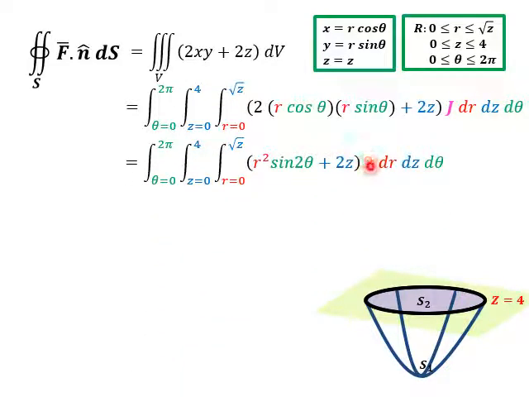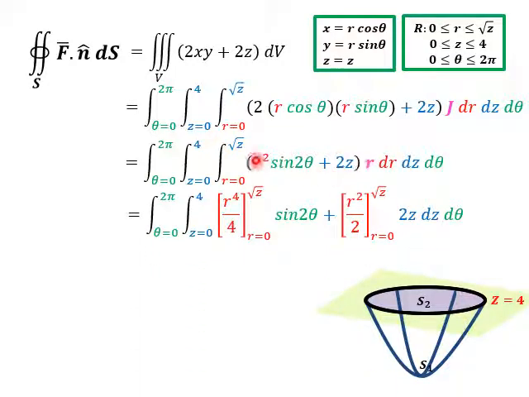Jacobian is r for the cylindrical coordinate transformation. So r square into r is r cube. So integrating with respect to r gives r power 4 by 4 sin 2 theta plus 2z r. The integral of r with respect to r gives r square by 2.